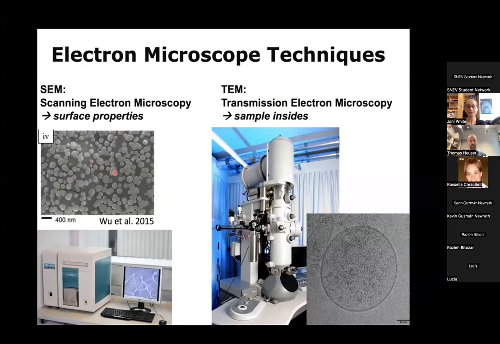And I've also given you here some examples. This here is a scanning EM image of vesicles, what you would see here. And down here to your right, you have a typical transmission electron microscopy image of an EV.